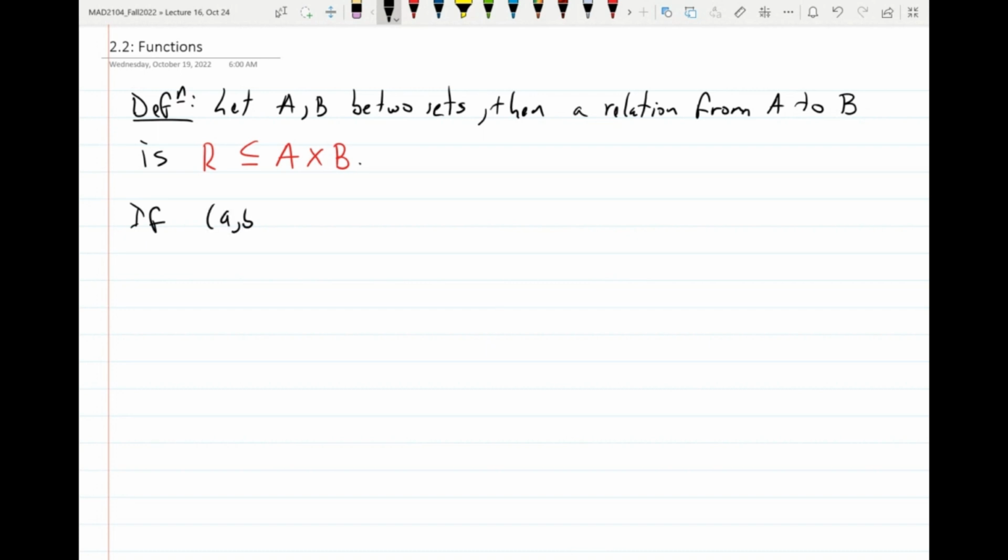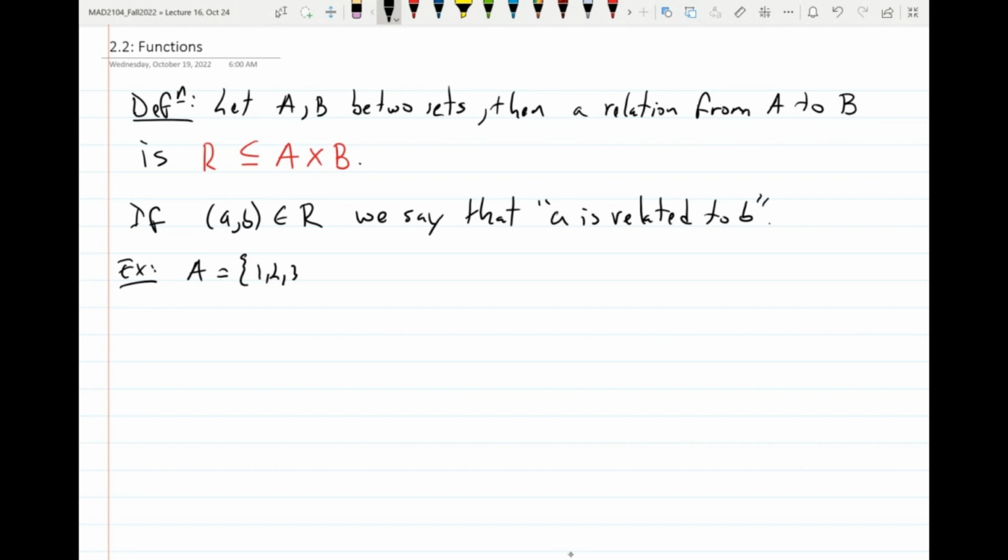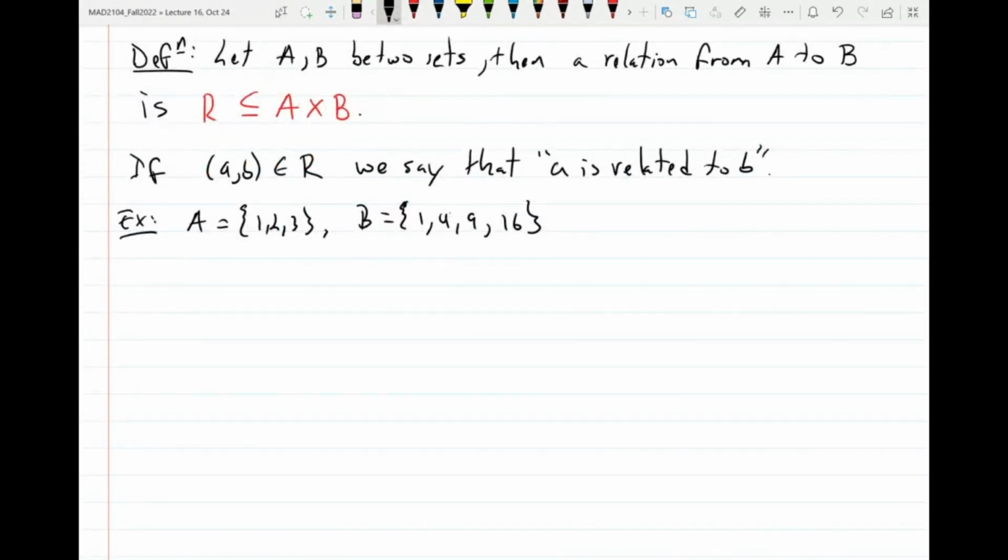If (a, b) is an element in this relation, we typically say that a is related to b. That's the language that we use when we're talking, but this could also be represented pictorially. I'll just give you a quick example. Imagine that A is the set {1, 2, 3}, and B is the set {1, 4, 9, 16}. And then let's say that our relation R is given by (1, 1), (1, 16), (2, 4), (2, 9).